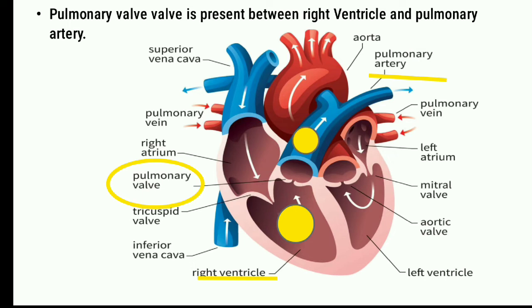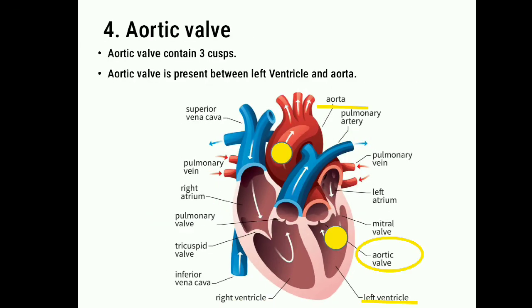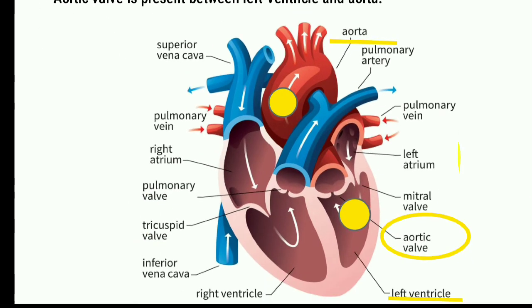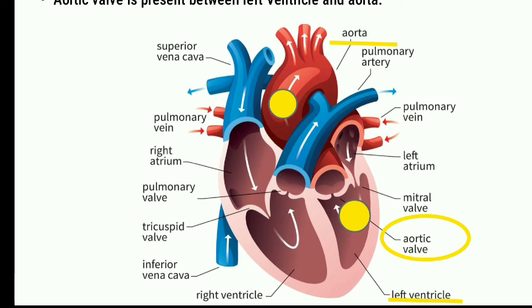Now the final valve, aortic valve. Aortic valve contains 3 cusps and it is present in between the left ventricle and aorta. And here we are finishing all the valves present in our heart.